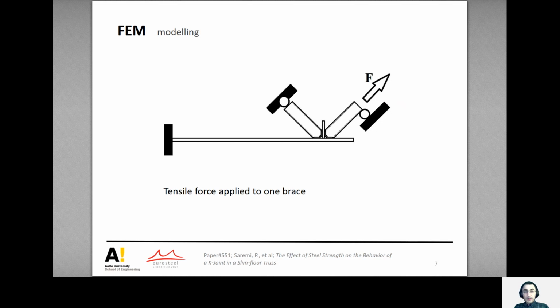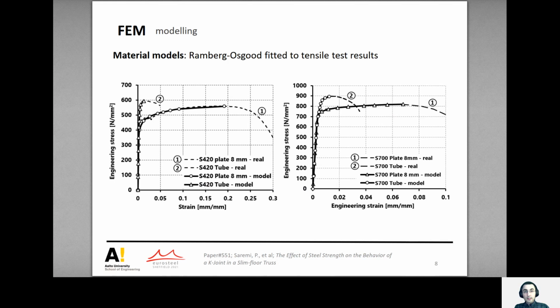Tensile load was applied to one brace, and the other brace and the chord end were supported. Tensile tests were performed on the material used in the test specimens. A two-stage Ramberg-Osgood equation was fitted to the test results, and the fitted values were then used in the finite element models.